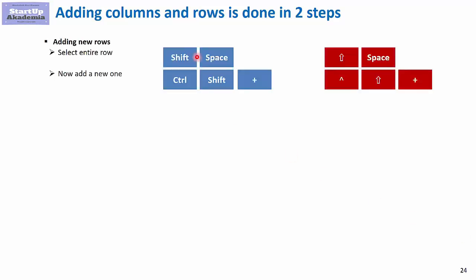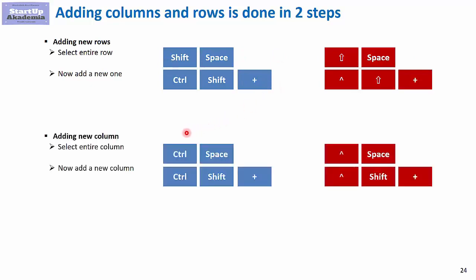So adding columns and rows is done in 2 steps. In the first one, I press Shift and Space to select the entire row, both on PC and Mac, and then Control-Shift+ to add the new row. If I would like to do the same for the column, I first have to select it, so Control space, and then Control-Shift+ to add it. So as you can see, for adding the row and adding the column, the second step is the same.